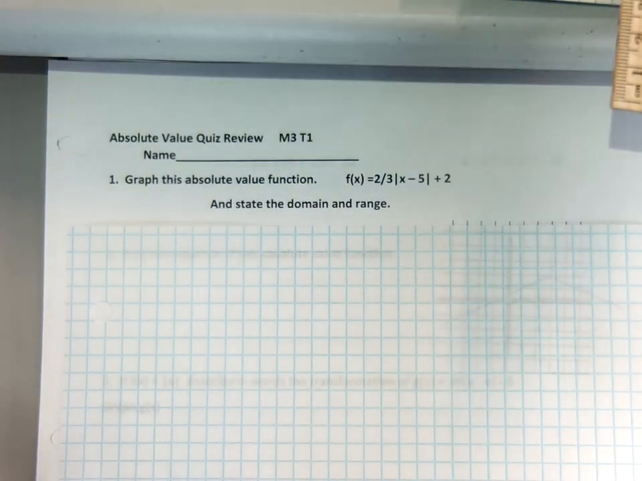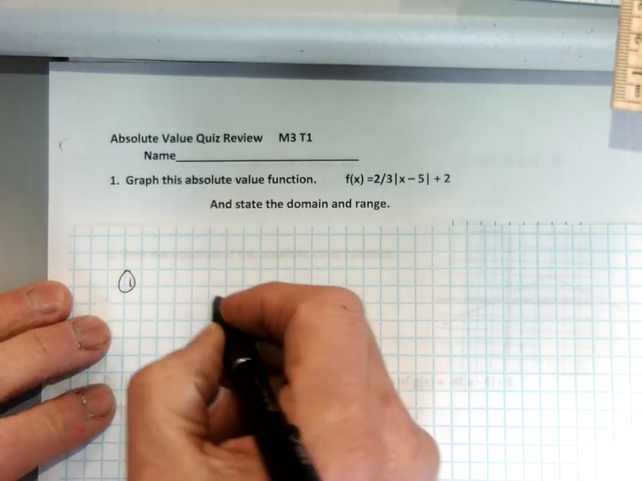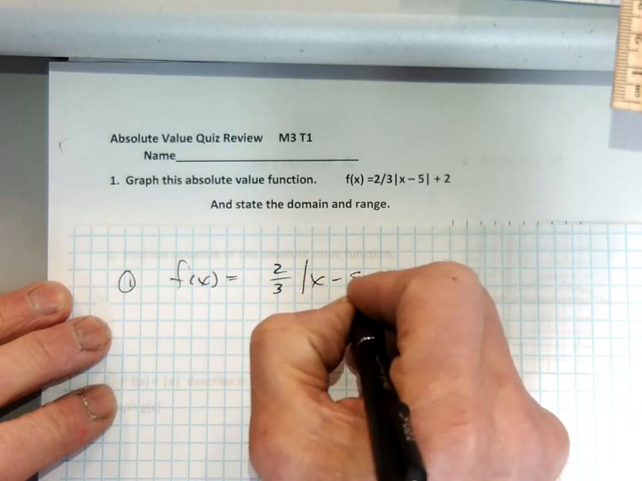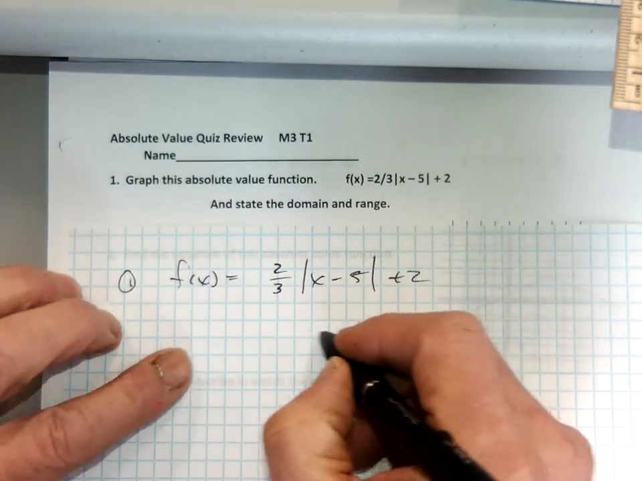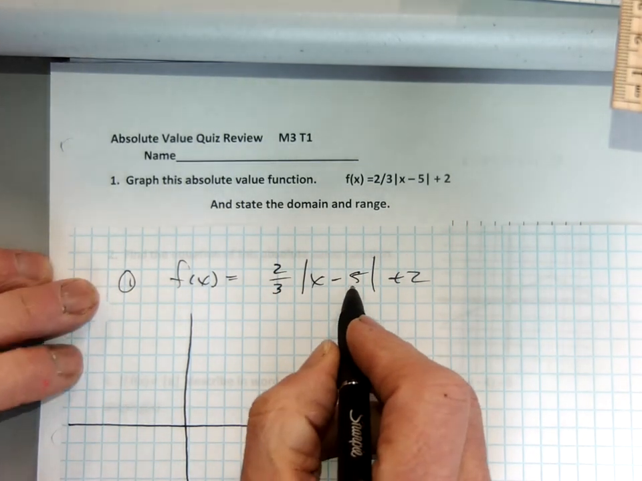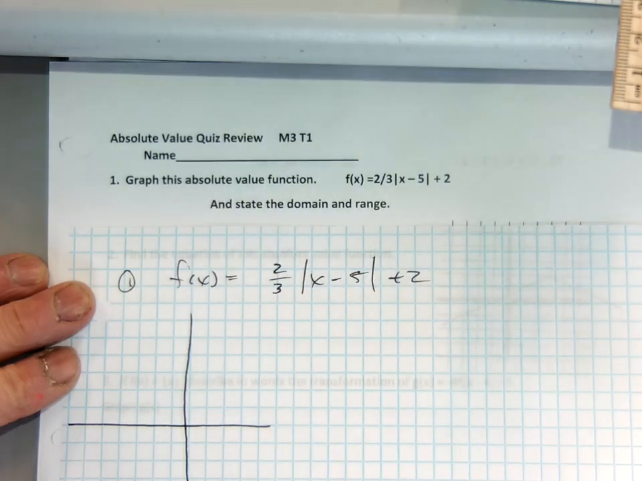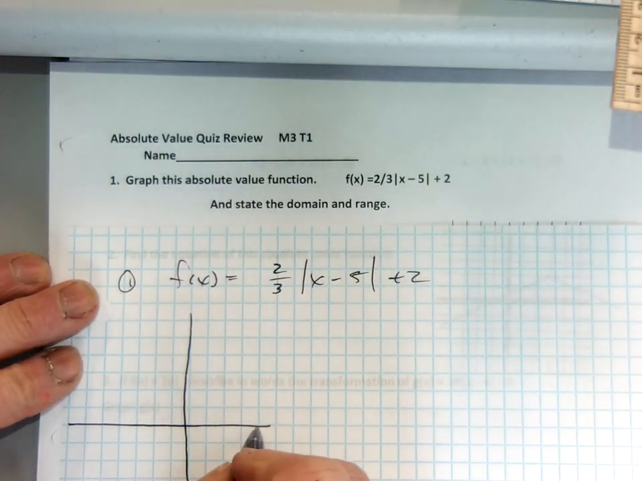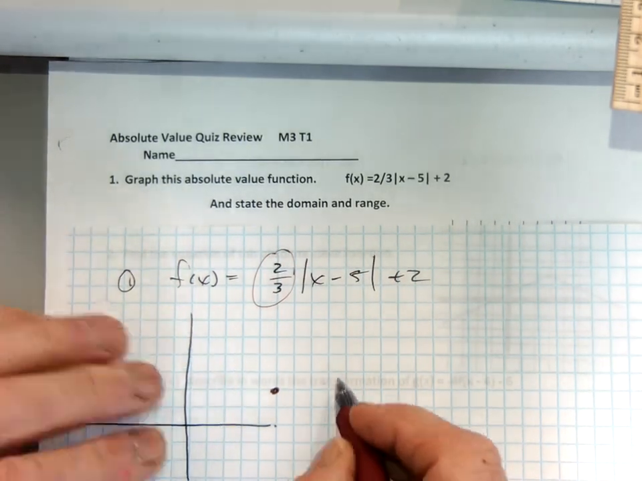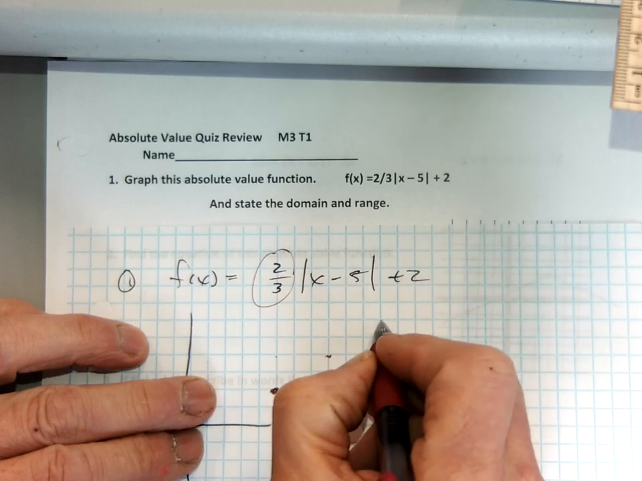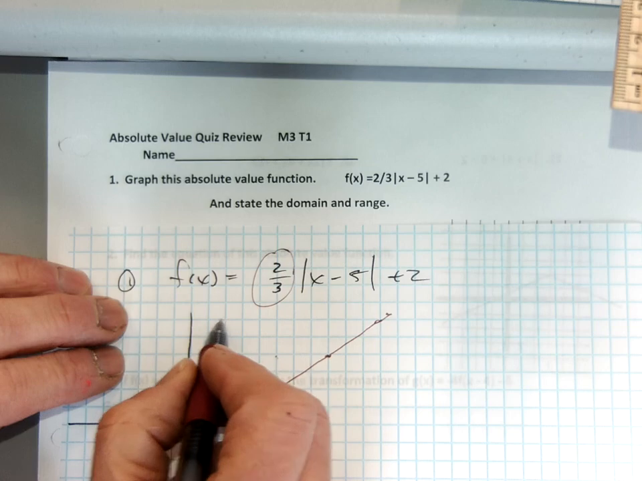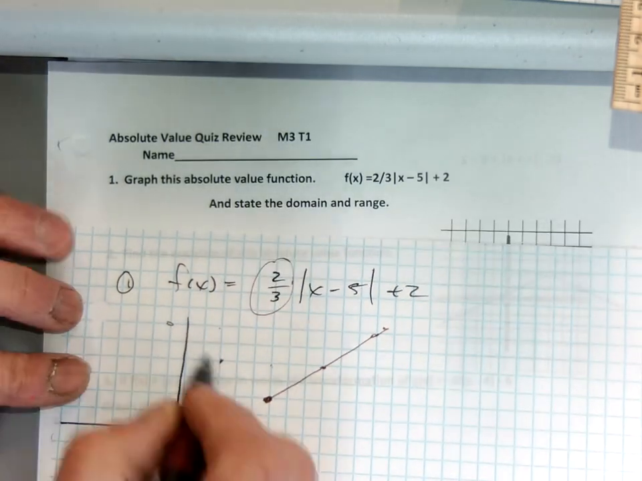Okay, so number one, I'm going to graph f of x equals 2/3 times the absolute value of x minus 5 plus 2. I know what an absolute value graph looks like. It's the V. I'm going to translate over 5, because you do the opposite, and up 2. I have a slope of 2/3, so I'll go up 2 over 3, up 2 over 3, in both directions, and I'll get my graph that looks like this.